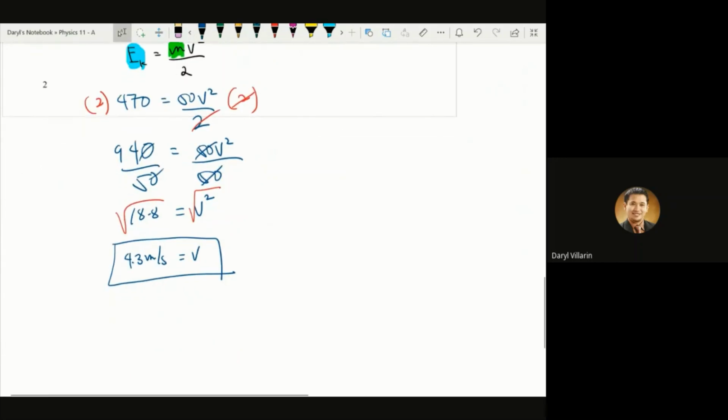Okay, so maybe this is now the recoil. You'll be moving that fast. Once all of that potential energy is converted to kinetic, you'll be moving 4.3 meters per second.